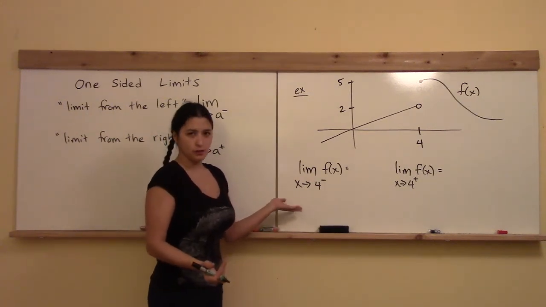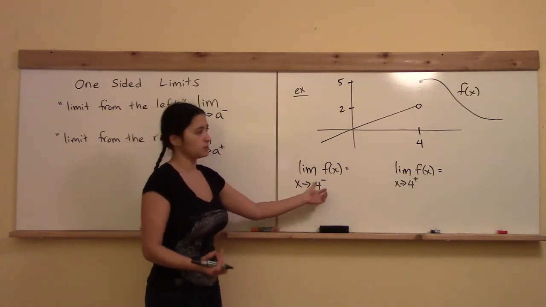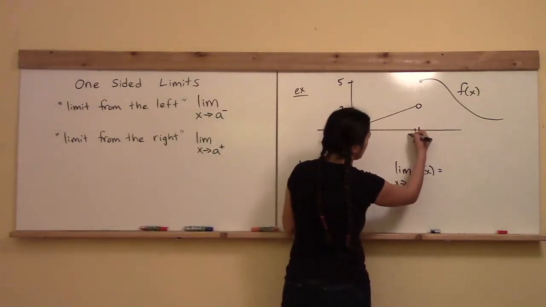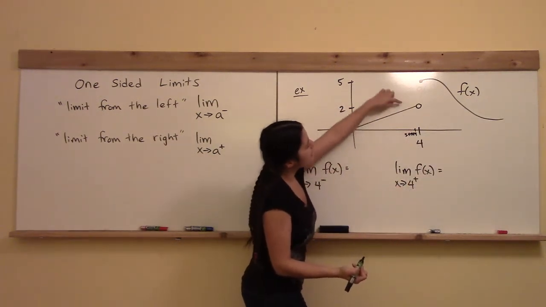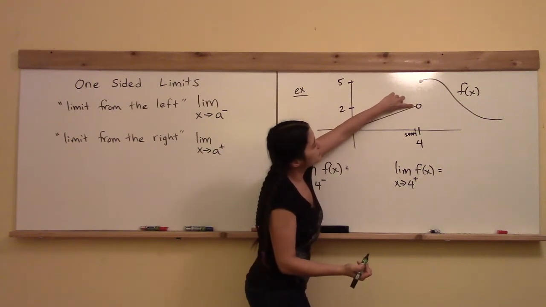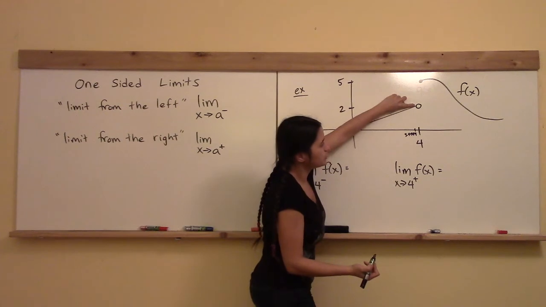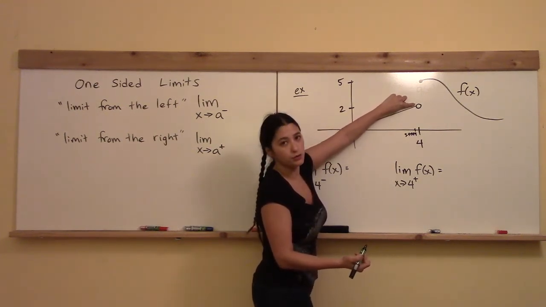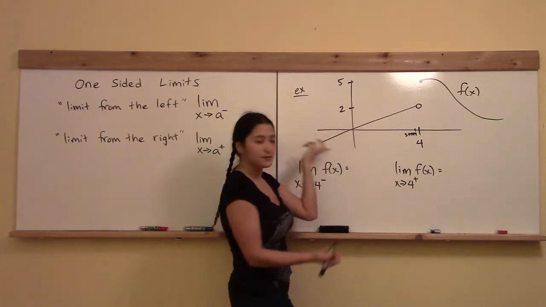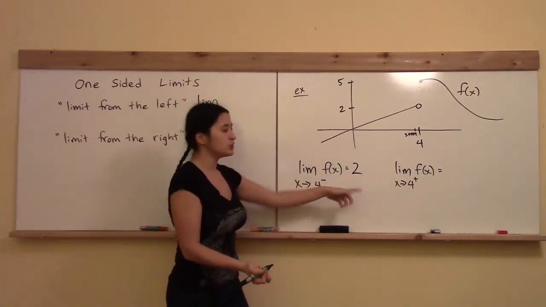Okay, so let's see what's going on. If I'm going to approach 4 from the left, that means I'm a number less than 4, so maybe I'm a number like this, 3.9999999. And if I input a number like this, my output is coming up here, right? And as I get closer and closer and closer to the input of 4, what is the height of the output getting closer and closer to? 2. That's right. So the answer's 2. Okay? Let's do the other one.